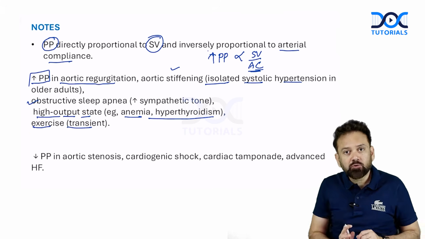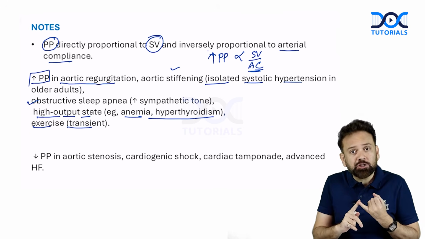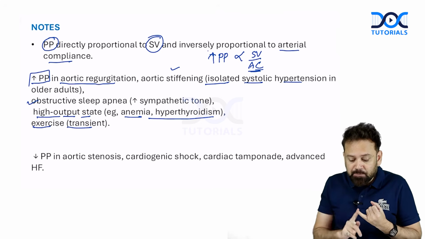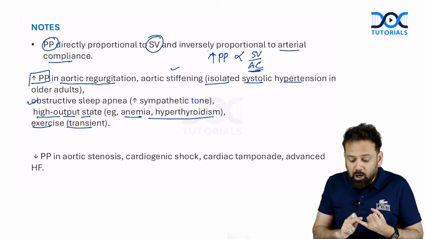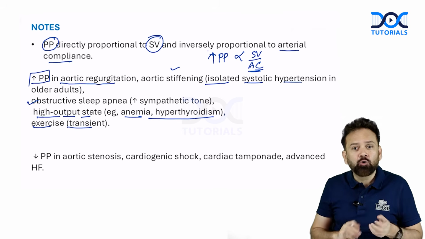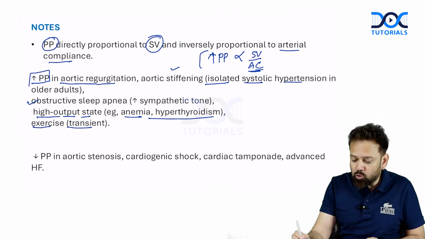transiently increase pulse pressure. Once again, what are the conditions that are increasing pulse pressure? Aortic regurgitation because of stroke volume, aortic stiffening because of compliance, obstructive sleep apnea because of sympathetic tone, they will increase stroke volume, high output states like anemia, hyperthyroid, these all will have increased pulse pressure. So if you know this formula, you can know all these options.